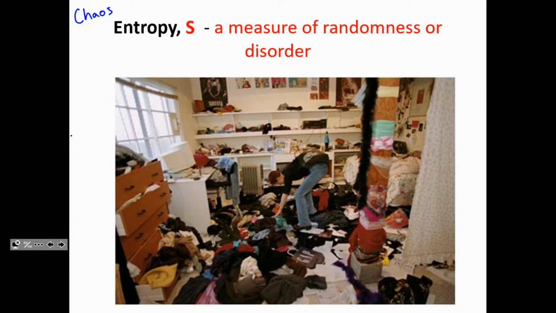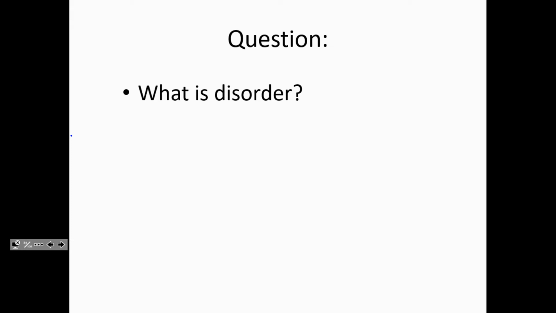But entropy is disorder. So the universe is constantly increasing in entropy. We understand that the universe is expanding, and with that, things are spreading out. There's more chaos and more randomness as time passes. So what is disorder? Well, disorder can be lots of things. It can be an example like we just showed you of your room. But specifically in chemistry, disorder can be the molecules spreading out, getting more messy, if you will.